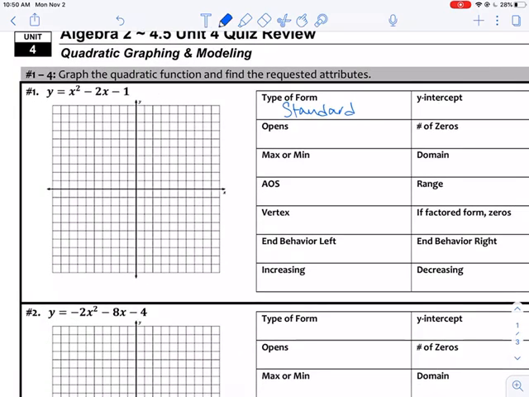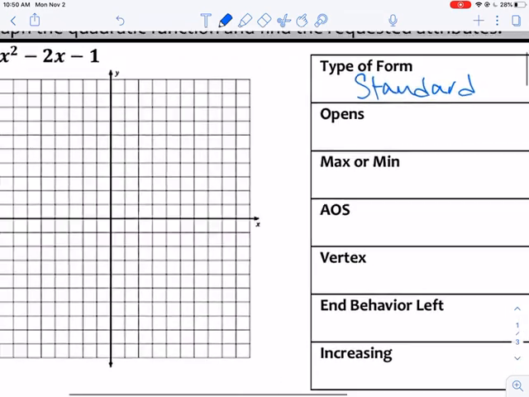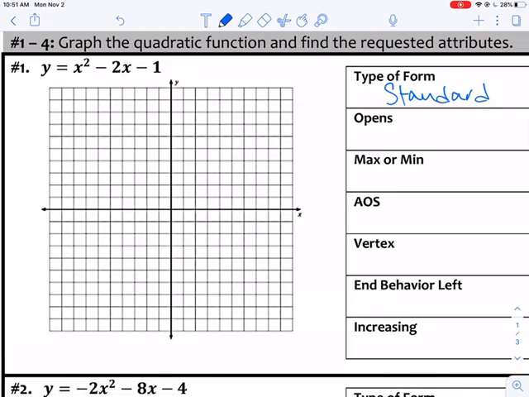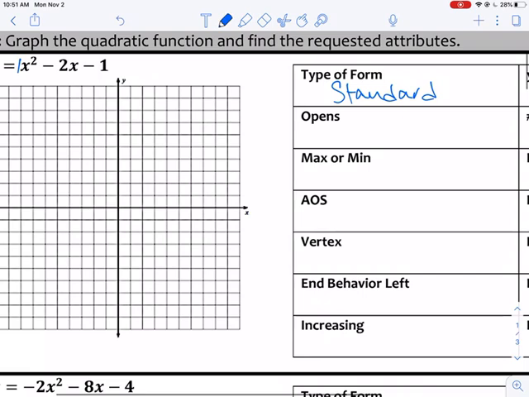And you can go in lots of different orders here, but I'm just going to pick and choose as we go. So how it opens is all depending on that first number here, which is just a positive one. So since it's positive, we know we're going to open up, which will always give us a minimum.